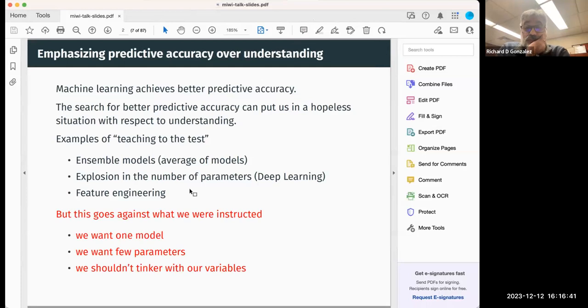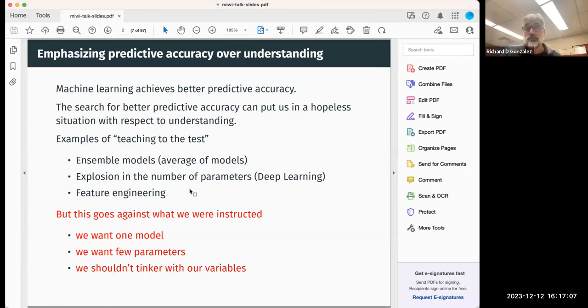Now, this goes against everything we were instructed by our statistics or biostatistics teachers, right? We were told that the way to approach data science is you try to find the best model. You would never average all the models. You would never take the bad models and the good models and somehow piece them together and write your paper about the average of all the models.